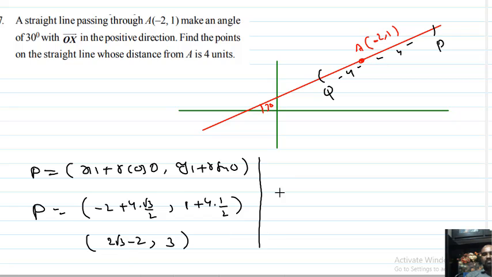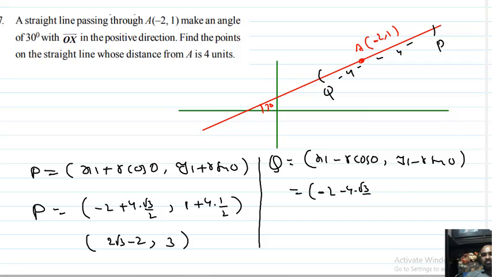Next, Q equals (x1 minus r cos theta, y1 minus r sin theta). So that is x1 means minus 2 minus 4 into root 3 by 2, comma 1 minus 4 into 1 by 2, students. So here what happened, minus 2 minus 2 root 3, comma here 2 twos are minus 1 only. These are the required points on the line which are 4 units from A (2, 1). I hope you people understood.